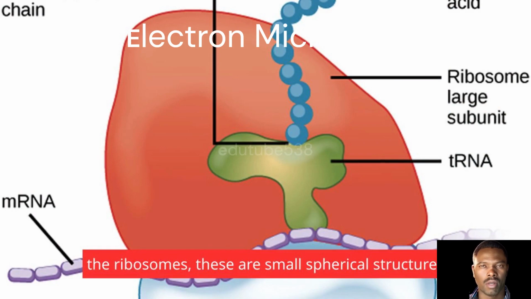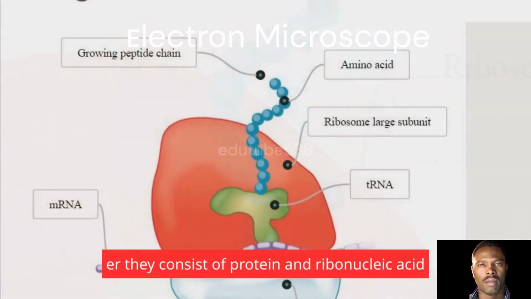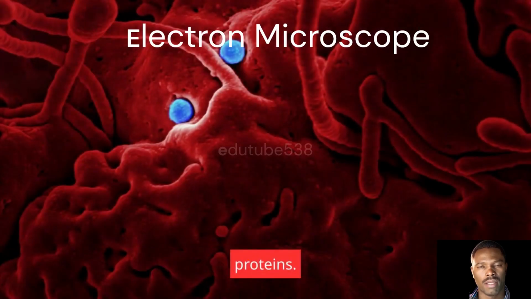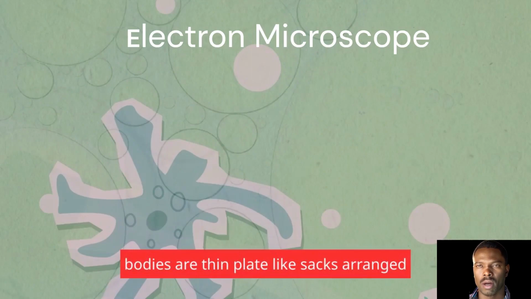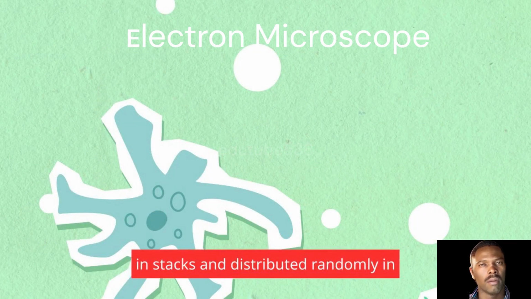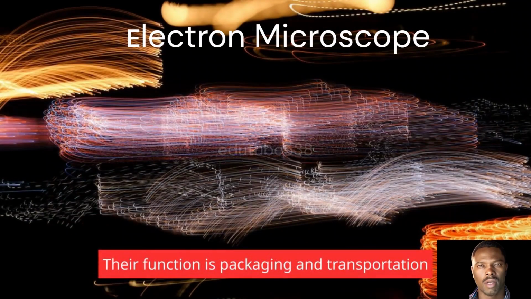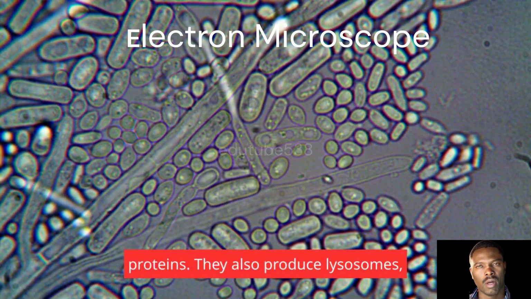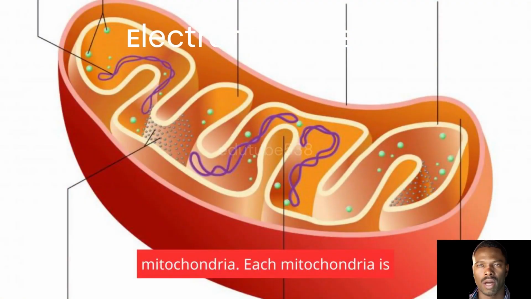The ribosomes. These are small spherical structures attached to the ER. They consist of protein and ribonucleic acid, RNA. They act as sites for the synthesis of proteins. Golgi bodies. Golgi bodies are thin, plate-like sacs arranged in stacks and distributed randomly in the cytoplasm. Their function is packaging and transportation of glycoproteins. They also produce lysosomes.